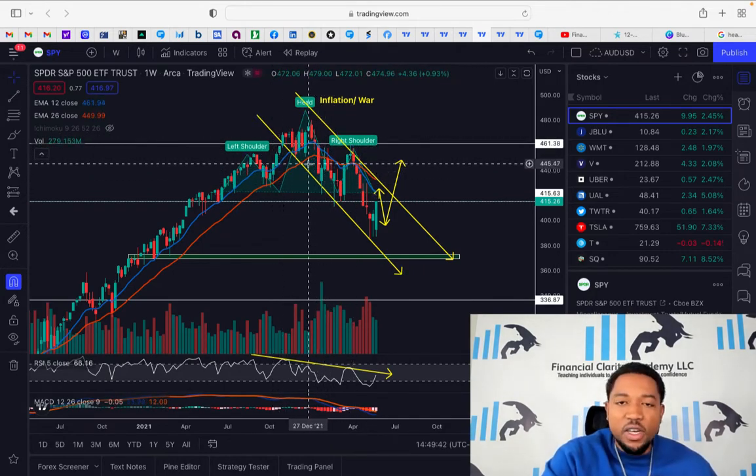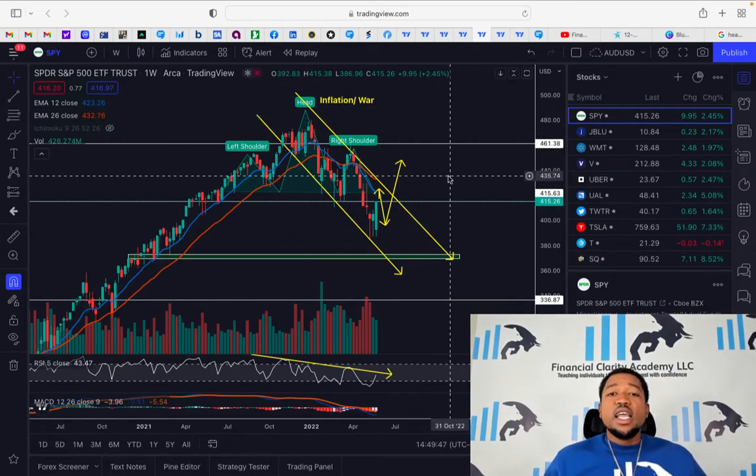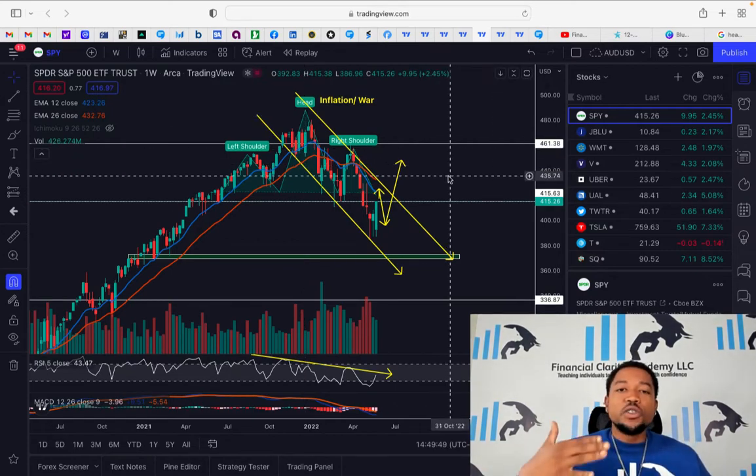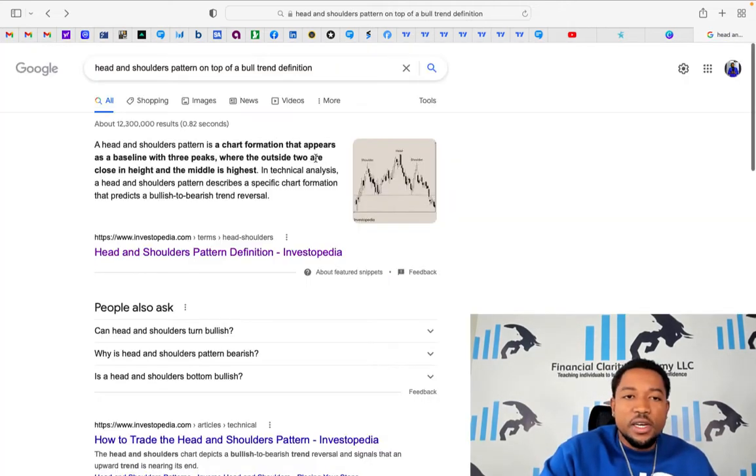So let's look at a definition of the head and shoulders pattern. Before I even go to it, the head and shoulders pattern is a reversal pattern found on the top of an uptrend. This is how it looks right here.